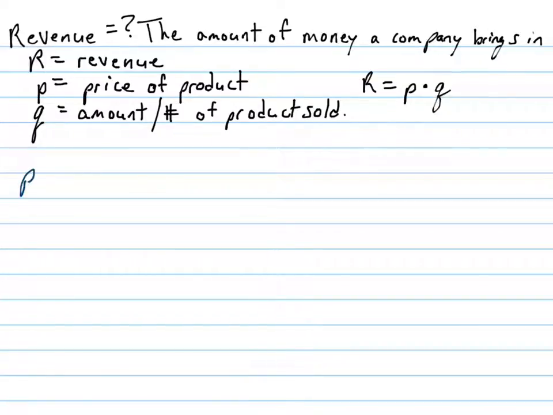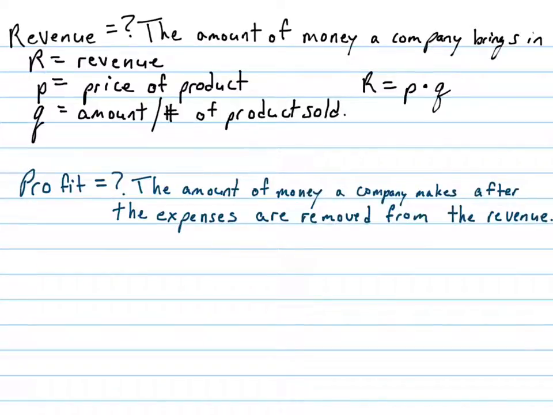So profit equals what? What does it equal? Look it up. So profit is the amount of money a company makes after the expenses are removed from the revenue. So profit is the true earnings of the company. It's how much money they really made, right?